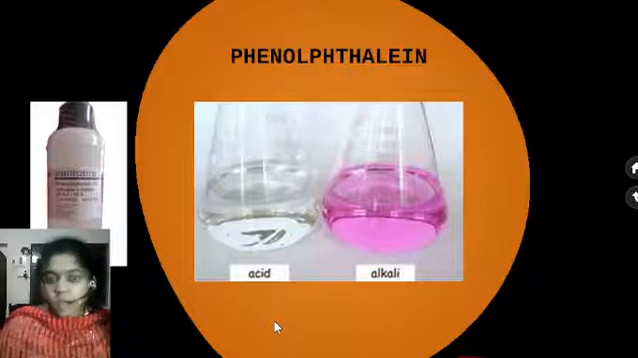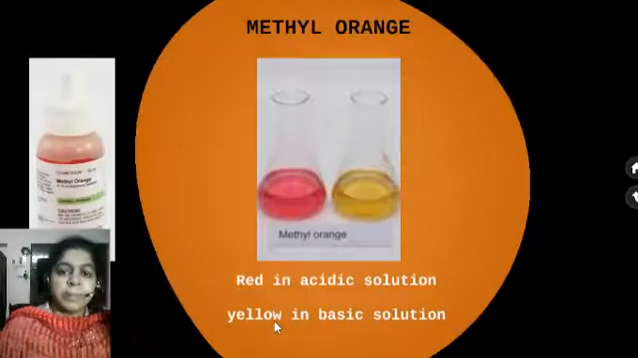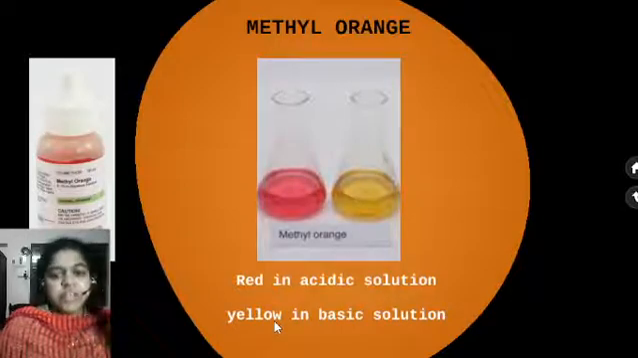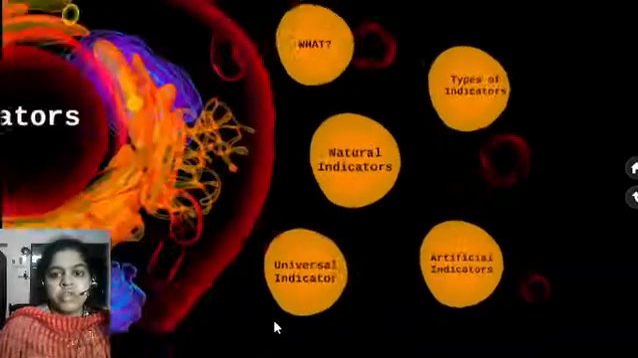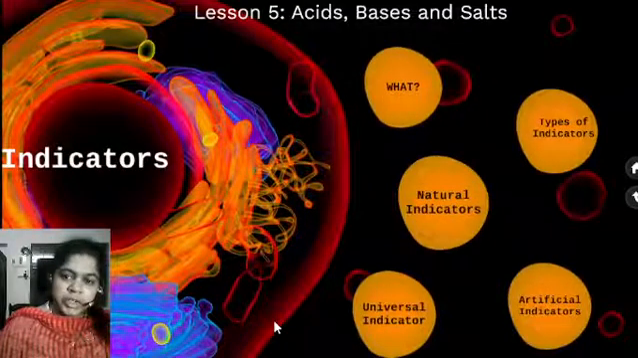The next artificial indicator is methyl orange. This methyl orange, when placed in an acidic solution, gives red color, and when placed in a basic solution, it gives yellow color. So these are the artificial indicators.